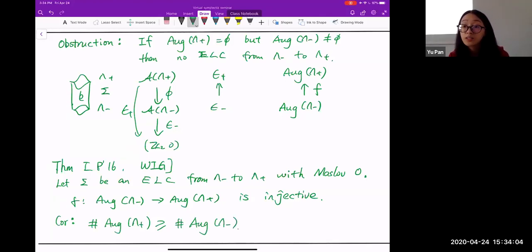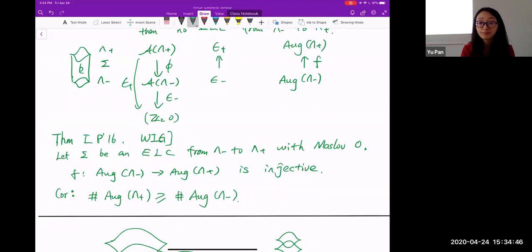Are augmentations taken up to homotopy? Yes, they are taken up to homotopy. Otherwise, whenever we do a Reidemeister two move that creates two Reeb chords, we will get the number of augmentations doubled, but the two Legendrians are actually the same. So when we say the number of augmentations, we always count it up to homotopy. All right. Good.